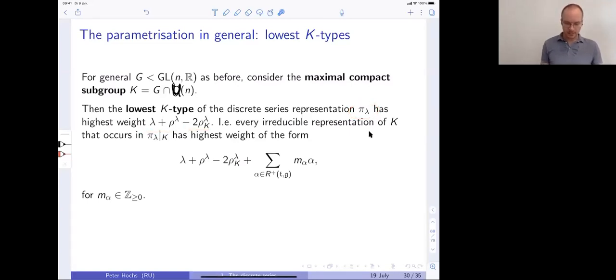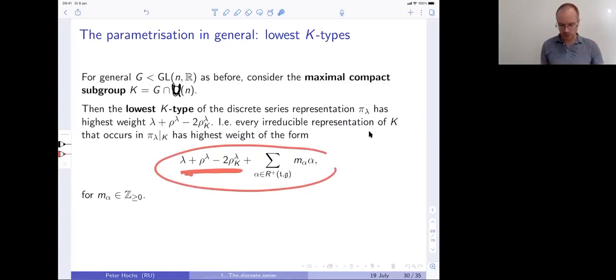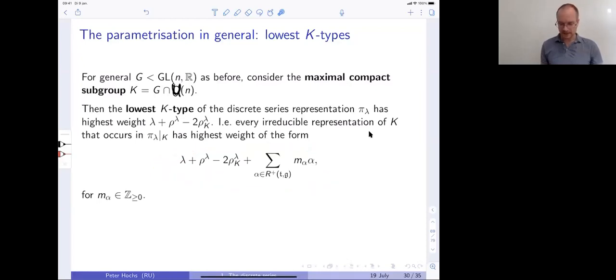The lowest K type means we restrict pi lambda to K. So pi lambda is a homomorphism from G into a unitary group, and we can restrict this to the subgroup K. Then we have a representation of K, and we can decompose that representation of K into irreducible representations of the group K. And in that decomposition, the highest weights that occur, the highest weight as defined on the previous slide in the compact case, are of this form. So we have this lowest K type, highest weight, and now we add non-negative integer linear combinations of the positive roots, and that gives you all the highest weights. So again, the positive roots are the up direction. In that sense, this is the lowest K type.